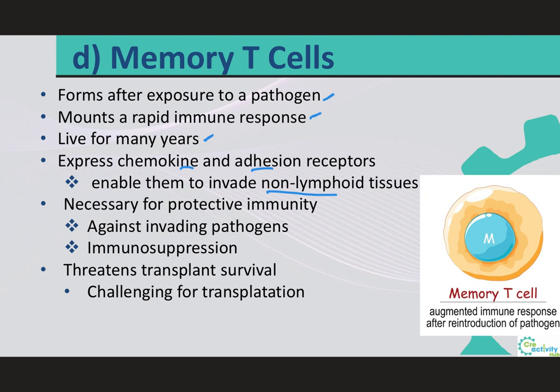Memory T cells are necessary for protective immunity against invading pathogens, especially under conditions of immune suppression, so individuals that lack a lot of the immune response. However, their presence also threatens the transplant survival, making transplantation a great challenge. Because let's say a patient is receiving an organ donation and their memory T cells might recognize an antigen from the organ that's being donated and want to destroy the cells of this donated organ. So this is why it can be challenging for transplantation.